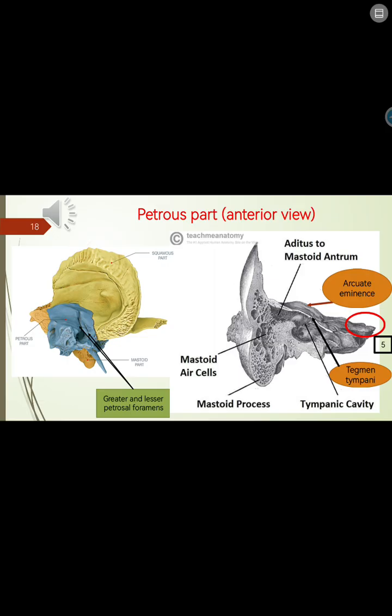As you can see in this picture, the right picture section, you can see what is in the depths of the petrous part. We can see the tympanic cavity here, and above the tympanic cavity, as I show it, is the tegmen tympani. Tegmen tympani is a thin bone, or some kind of thin plate, that forms the roof of the mastoid antrum and also the tympanic cavity.